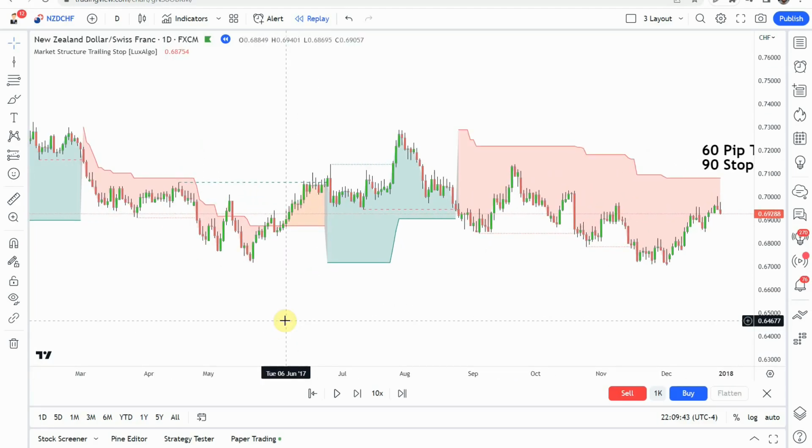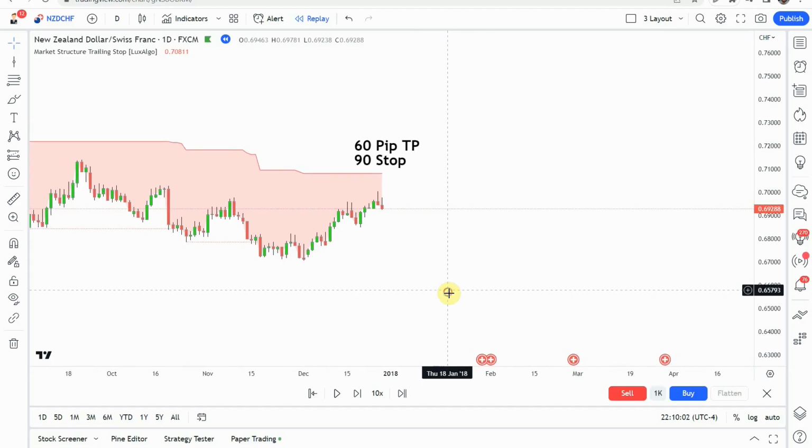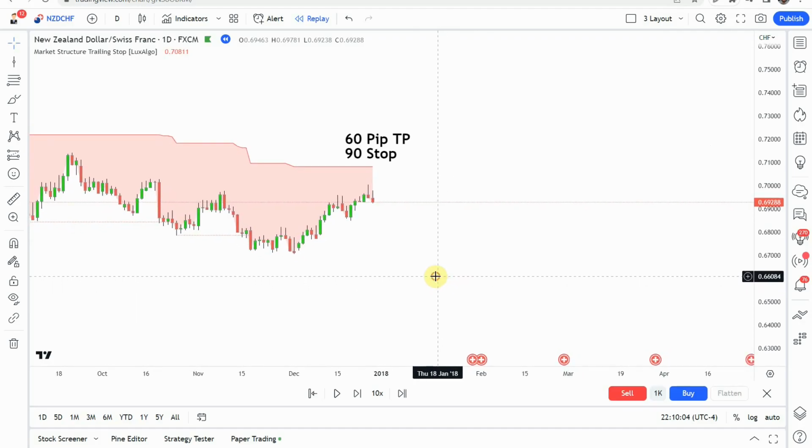Let me scroll this back here just a little bit. And so the setup on this indicator is when we get this green coloration in the background, that is going to be a signal to go long. When we get this red coloration here in the background, that's going to be a signal to go short. Pretty simple, not much to it. Let's go ahead and get on with the testing and see what we can get out of it.